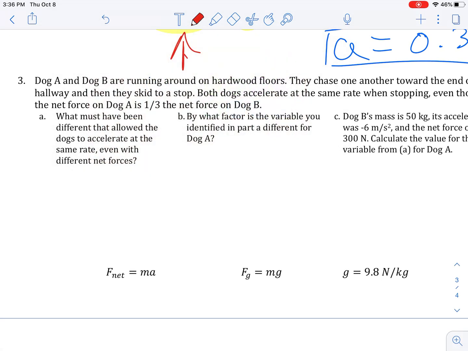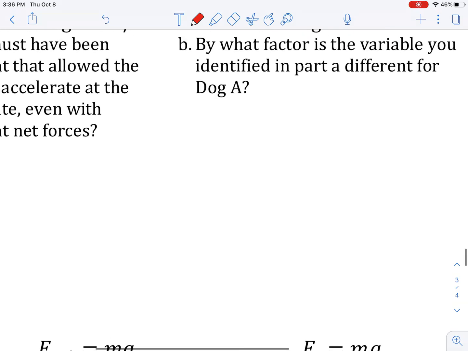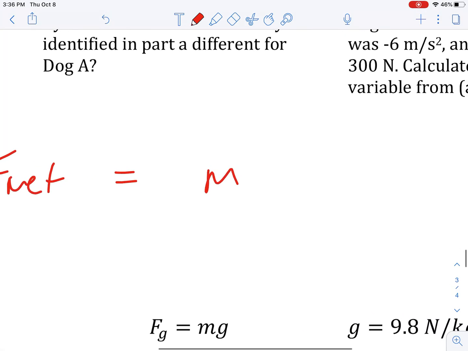Dog A and dog B are running around on hardwood floors. They chase one another toward the end of the hallway, and then they skid to a stop. Both dogs accelerate at the same rate when stopping, even though the net force on dog A is 1/3 the net force on dog B. All right, so let's do it. F net equals MA.